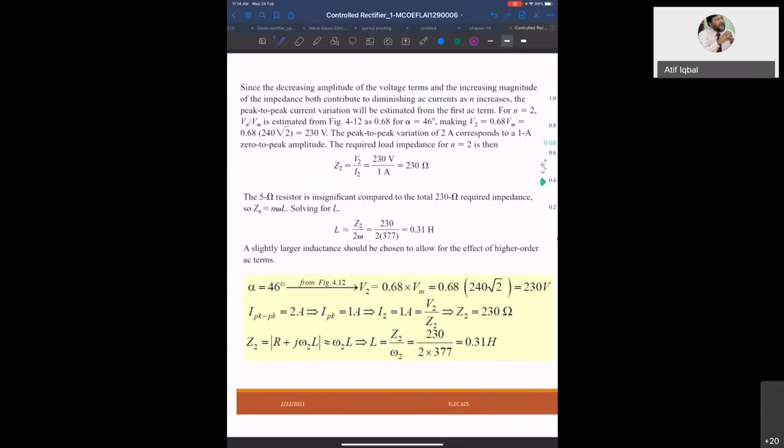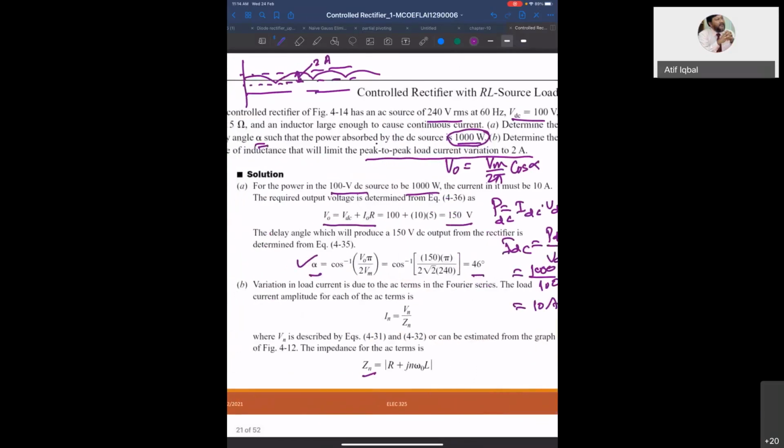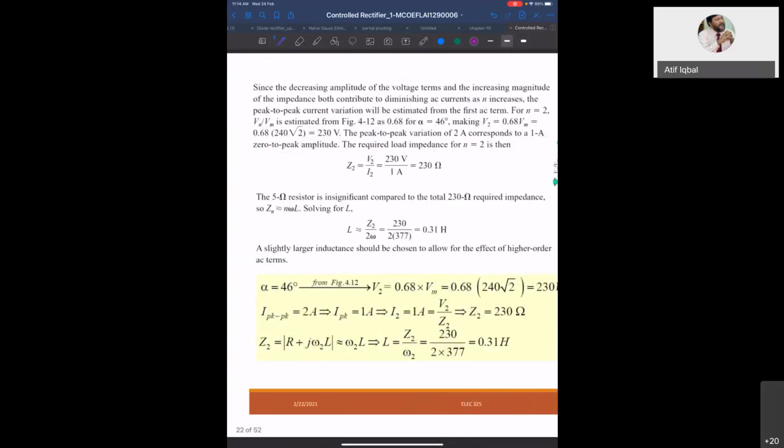So peak current, you see, assume second harmonic, forget about fourth and sixth harmonic. If we just consider the second harmonic variation, suppose this variation in the current is due to second harmonic. So the second harmonic peak current will be equal to V2 upon Z2. This is the second harmonic peak current. I have to find out Z2.